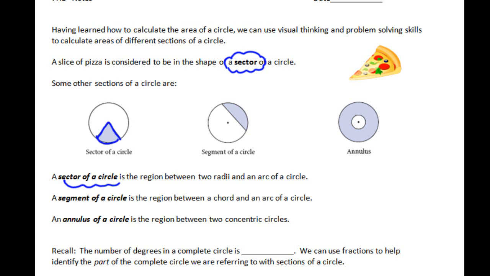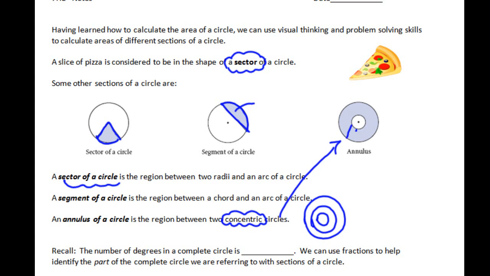A segment of a circle, I know that sounds kind of strange, is bounded by a chord of the circle and an arc of the circle. And this area is actually called the segment. And the annulus is kind of like your target or your bullseye, and that's concentric circles. We can talk about two concentric circles. I drew three there, but if you look at this picture, this area here, it's like a donut shape or a Cheerio.